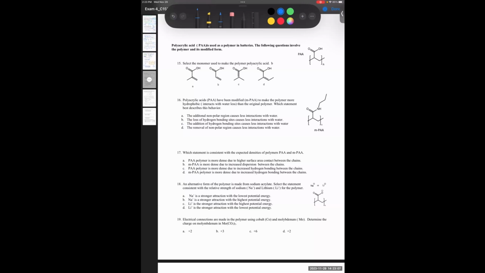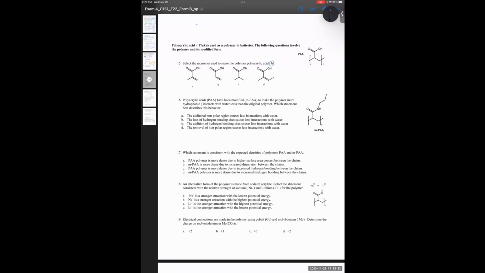Select the monomer used to make the polymer polyacrylic acid. Oh, this is a typo. Anyway, it shouldn't be there, but I think they're telling you the answer. I'll show you how to do this, because in some exams you will not see these polymer questions. But in some cases you will see them, because usually this is covered in Unit 3, Module 2, or Exam 3.